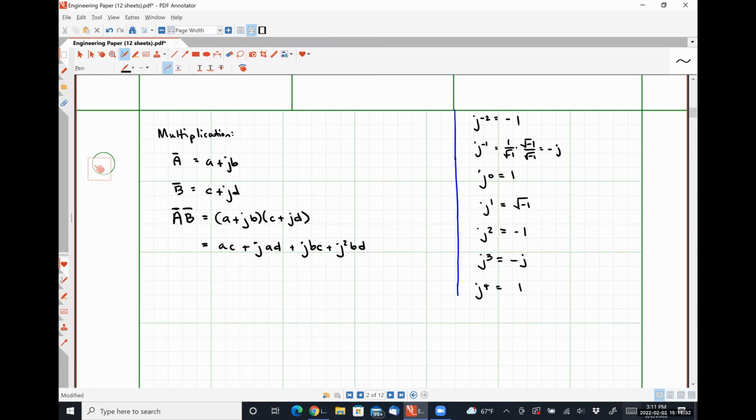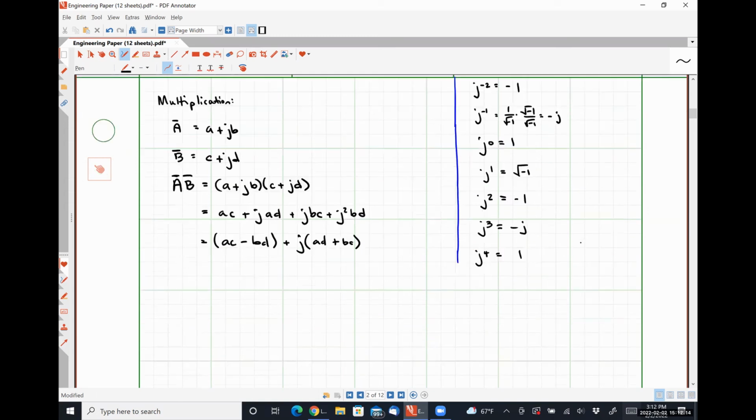All right. So we can see that that J squared term is actually a real number, giving us AC minus BD plus J times AD plus BC. Everybody okay with that? So multiplication using rectangular form complex numbers, tedious, but doable.